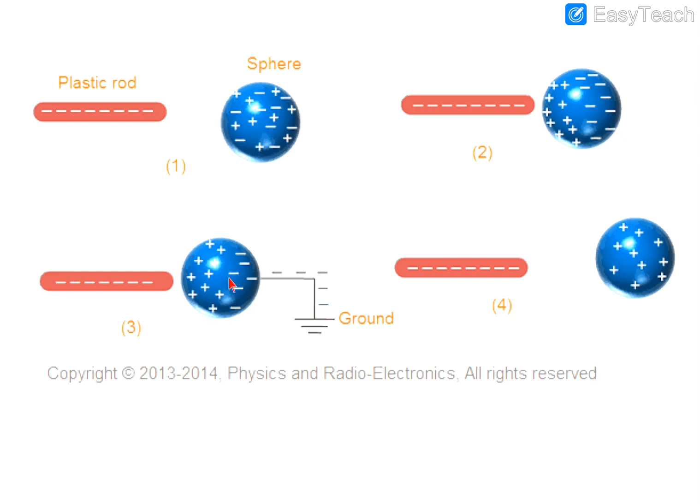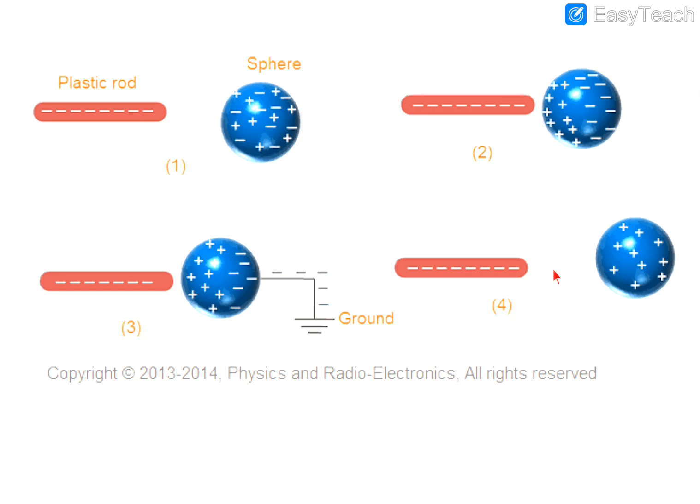Okay, so negative charges from this side will move and they will reach ground. After that, all the negative charges are moved, and only positive charges are there. So after this process, you will remove the wire. Now only positive charges are there.